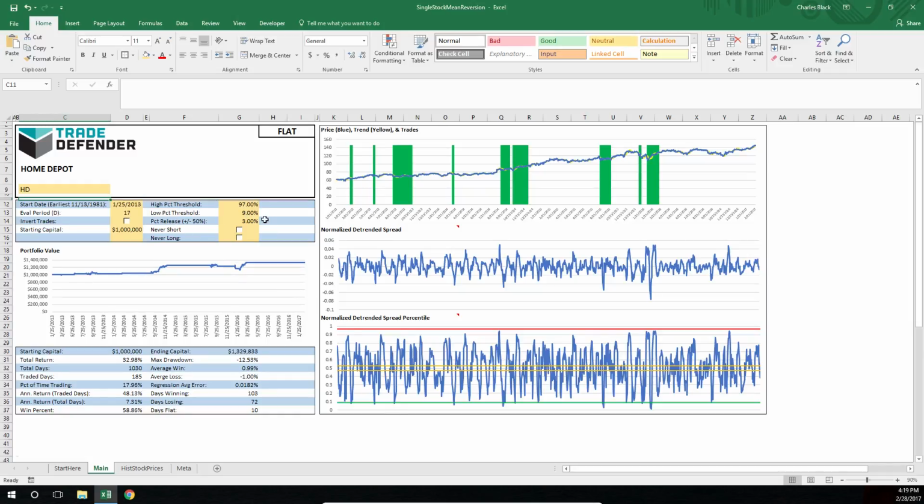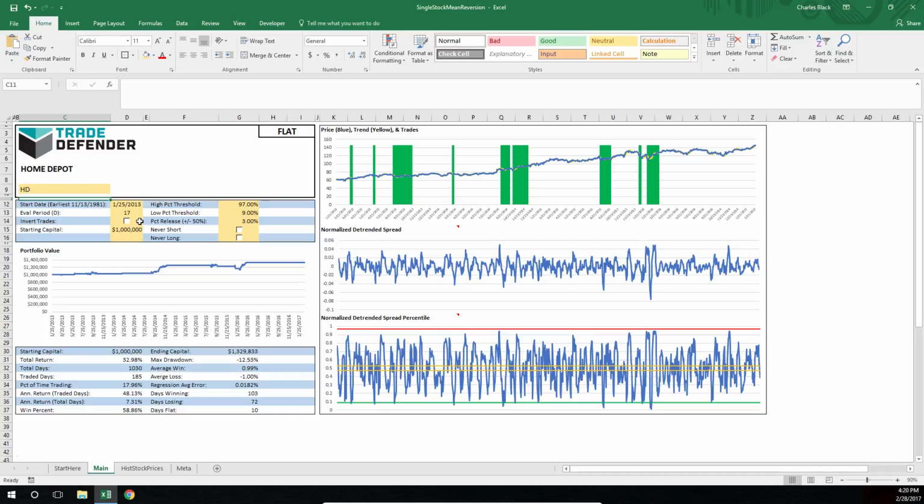As we change our trading rules, we'll see this chart on the left change to reflect the profitability of our strategy. There are also checkboxes that allow us to tell the backtester to never short the stock, never go long the stock, or invert our trades, meaning to buy when we normally sell and vice versa. I'll go over why this might be handy in another video.